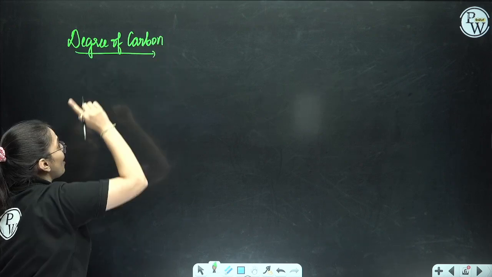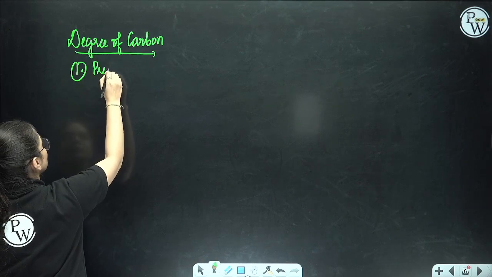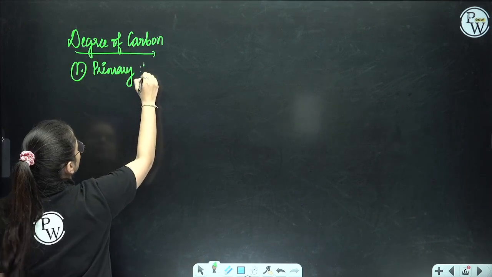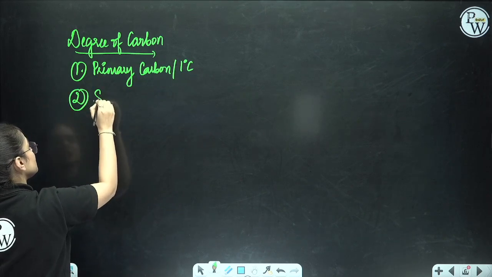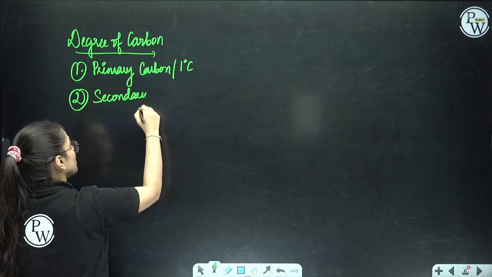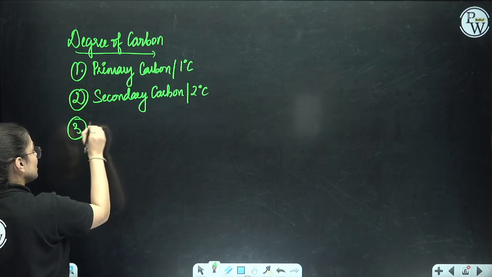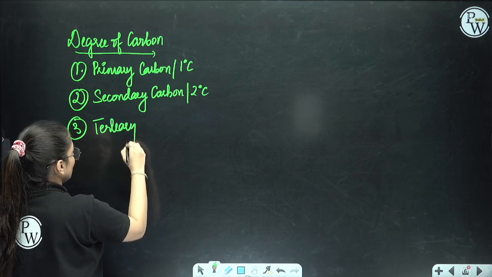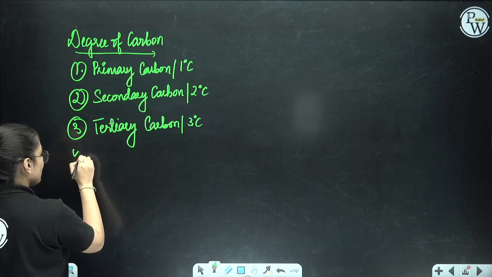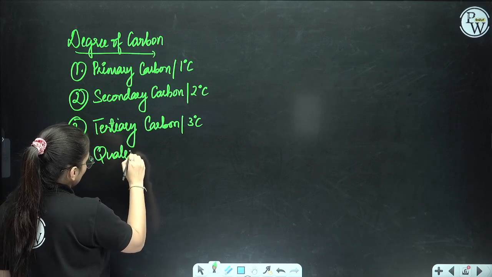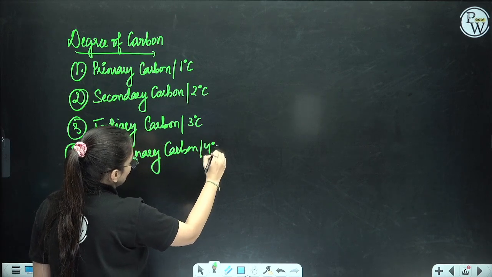Now see, whenever you have to see the degree, let me tell you, basically it is of 4 types. The very first is primary carbon, even referred to as 1 degree carbon. The second one, students, is secondary carbon, or even referred to as 2 degree carbon. The third one is tertiary carbon, or even referred to as 3 degree carbon. And the fourth one is quaternary carbon, also represented as 4 degree carbon.